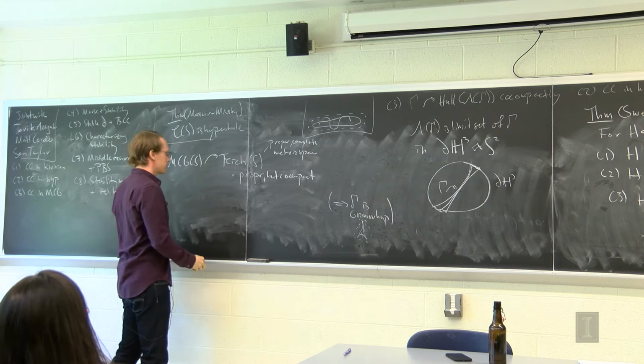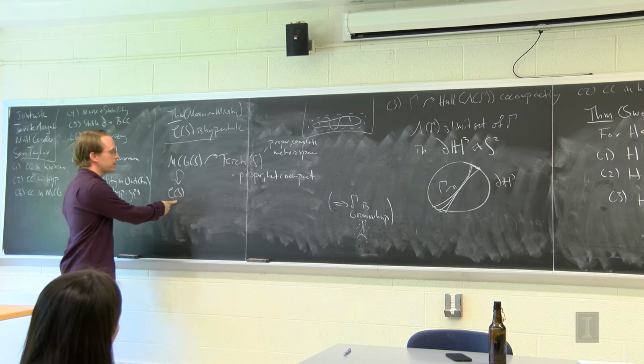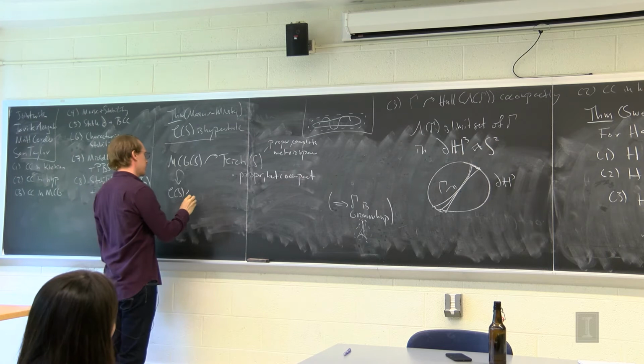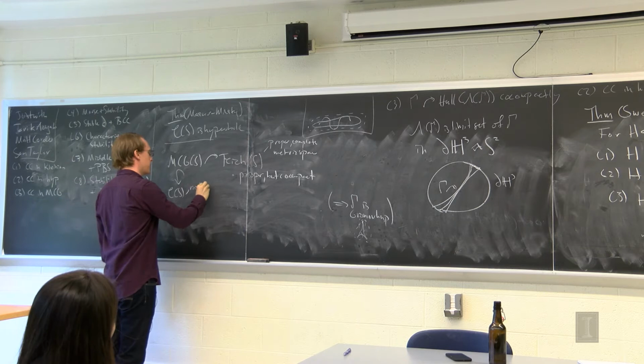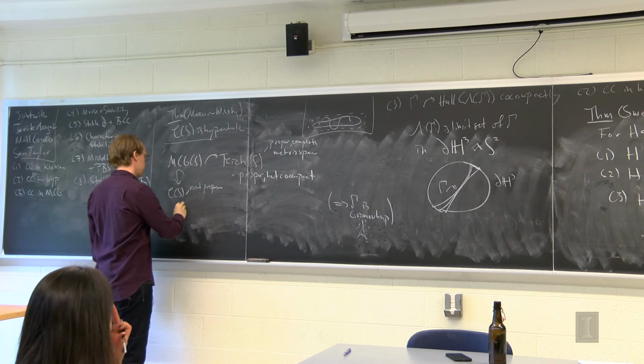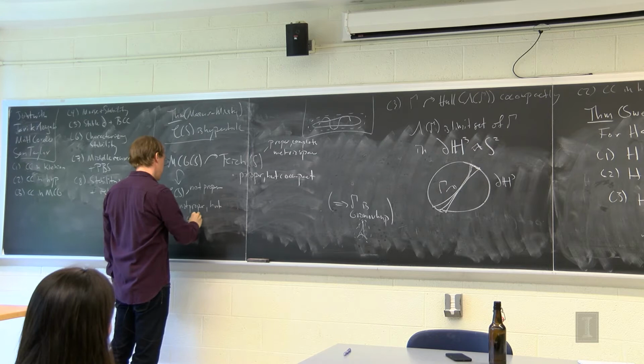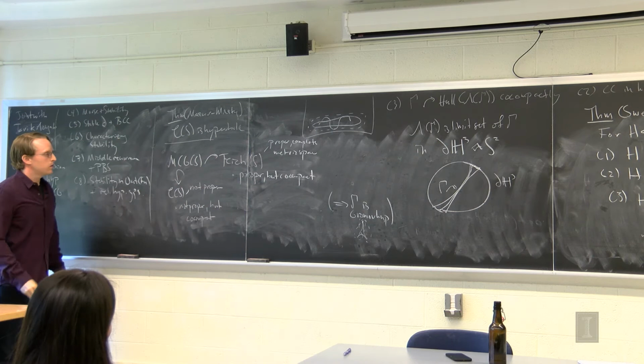The mapping class group also acts on the curve graph. These are isotopy classes of curves, and the action is by homeomorphisms. So I already said that the curve graph is locally infinite, so it's not proper. But it is hyperbolic, and that's great. And the action here is not proper, obviously, but it is co-compact. But the non-properness kind of makes everything a little wonky.